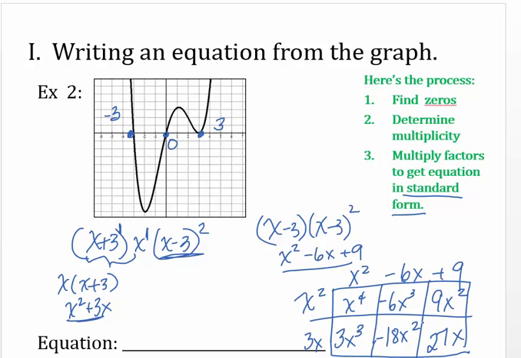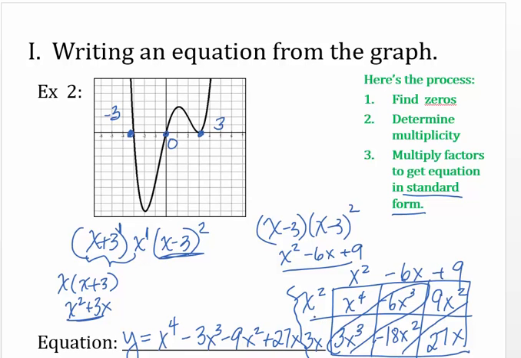And if you've done it correctly, your diagonals will add and be like terms. So when I write my final equation, I'll have x to the fourth. Negative 6 plus 3 gives me negative 3x cubed. My x squared terms, I have negative 18 plus 9, so that's negative 9x squared plus 27x. Okay, so that's my answer.